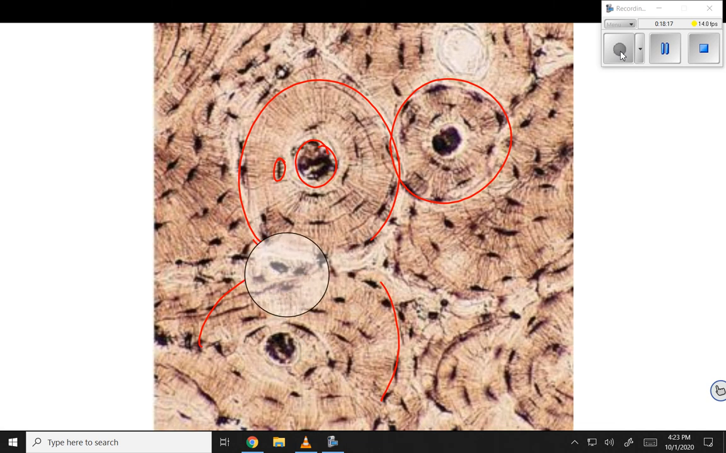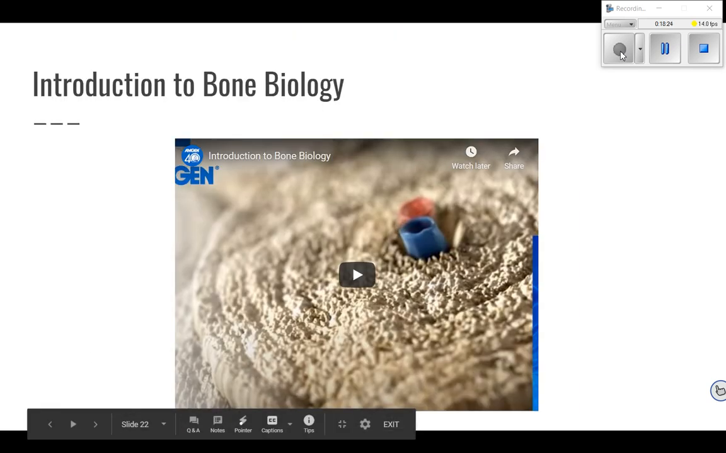I want to also recommend that you watch this movie. It's another 2-minute movie, but it takes you inside of the bone structure, and you're going to go into a central canal, and it really helps you visualize it.